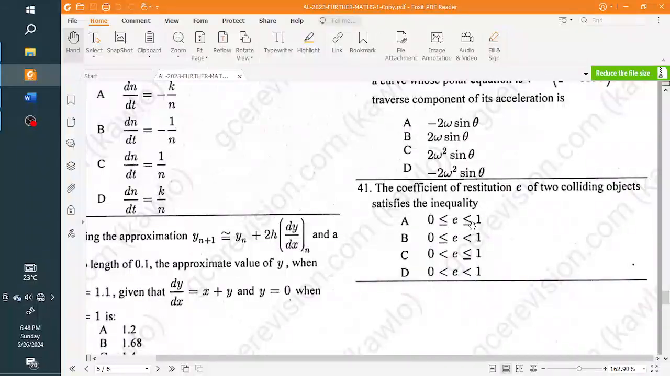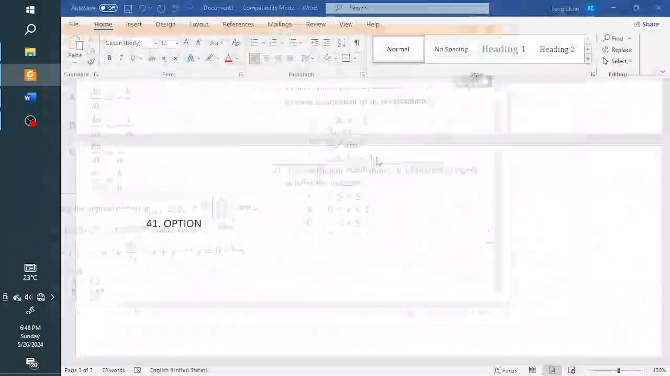Now in a case where it is equal to 1, the collision is said to be perfectly elastic. In a case where it is equal to 0, the collision is said to be perfectly inelastic. In a case where it is strictly between 0 and 1, not including 0 and 1, then the collision is just said to be inelastic. Since I have not specified if the collision is elastic, inelastic, perfectly elastic or perfectly inelastic, we need to take all the conditions. So between 0 and 1, where 0 and 1 are included. So 41 is A.